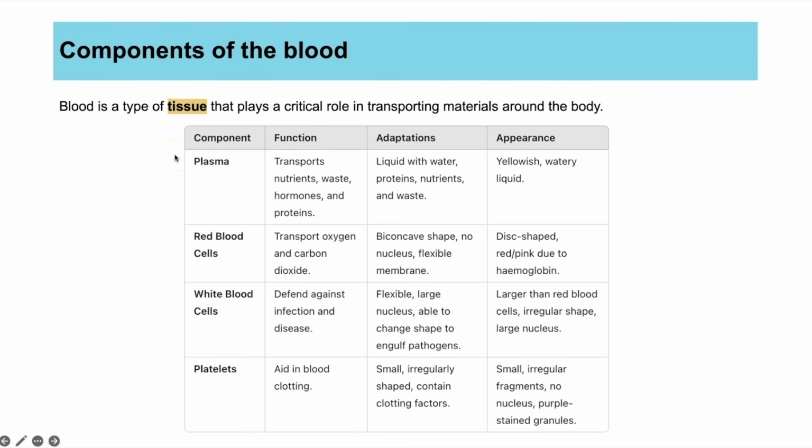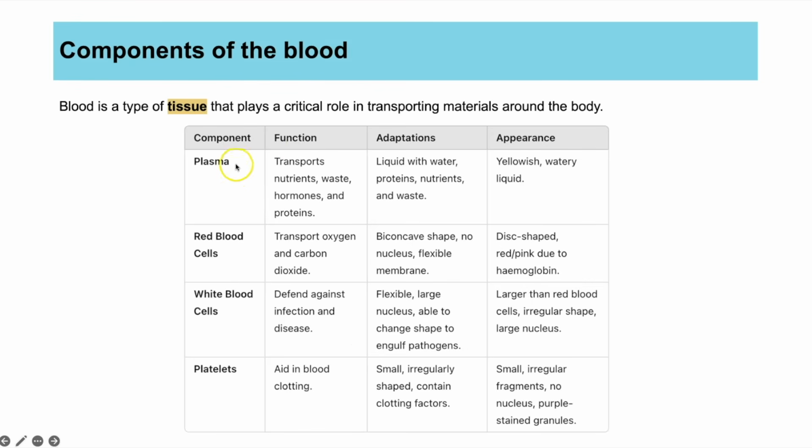So then if we move on to the blood, it is an example of a tissue because it's groups of different cells working together to perform a particular function. And these are the 4 components of blood that you need to know. You need to know their appearance, adaptations that they have, and the function. That's a key thing, is the function. So if you want, you can screenshot this and then you can have that summary table in your notes.